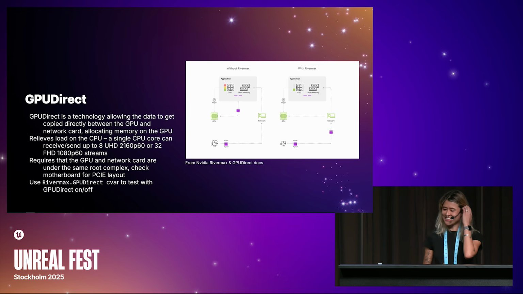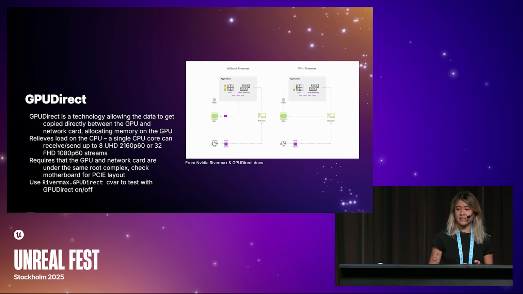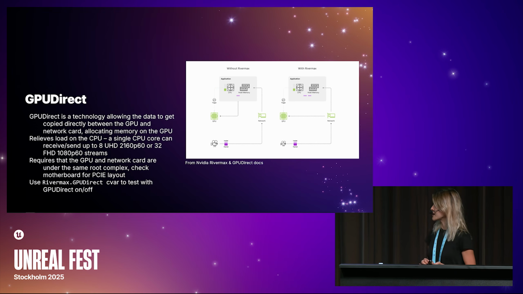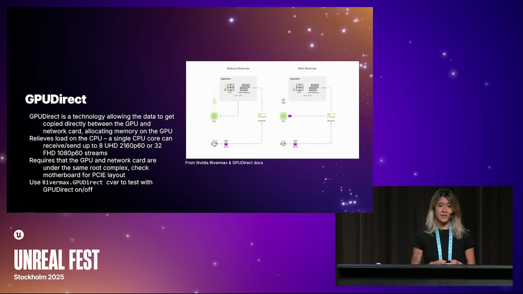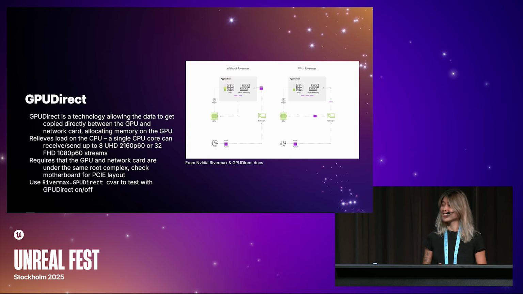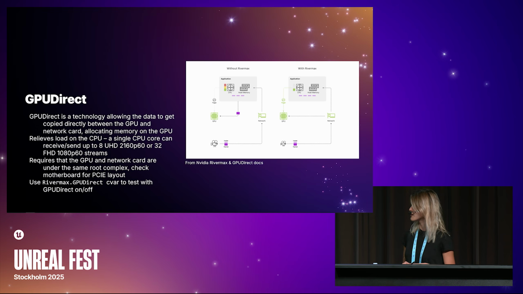And then it is important to consider that your GPU and network card, to use this benefit, need to be on the same bus. So check that they're under the same root complex. Check the motherboard manual for the layout to see which bus everything is on. And then there's a CVAR where you can turn it off globally in the engine. Or there are tick boxes on each of the inputs, or RiverMax sources, where you can tick whether to use it or not, but that's just a quick CVAR to test.